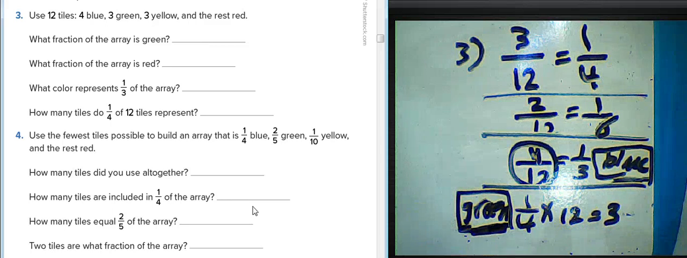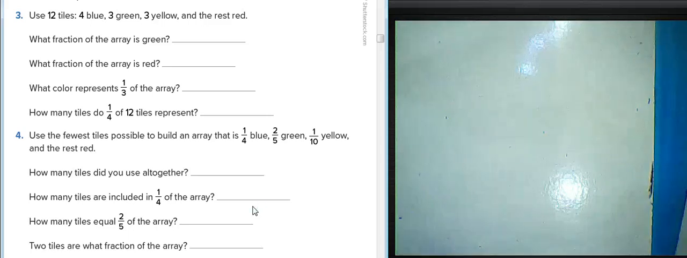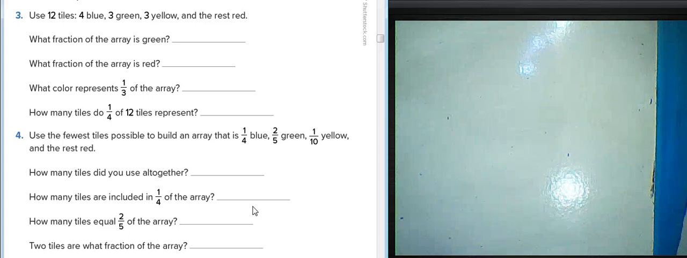Okay, my students, question number 4. Use the fewest tiles possible to build an array that is 1 over 4 blue, 2 over 5 green, 1 over 10 yellow, and the rest is red. How many tiles did you use altogether? I can solve it by finding the least common multiple between them.